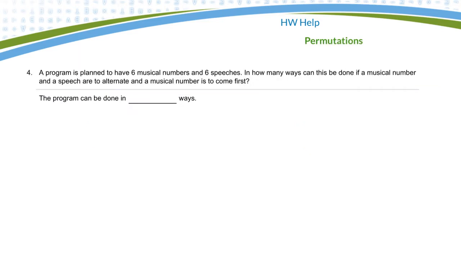Okay, a program is planned to have 6 musical numbers, 6 speeches. In how many ways can this be done if a musical number and a speech are to alternate and a musical number is to come first? Okay, so I've got to have music, speech. That's a long meeting. Not wanting to go to this one.